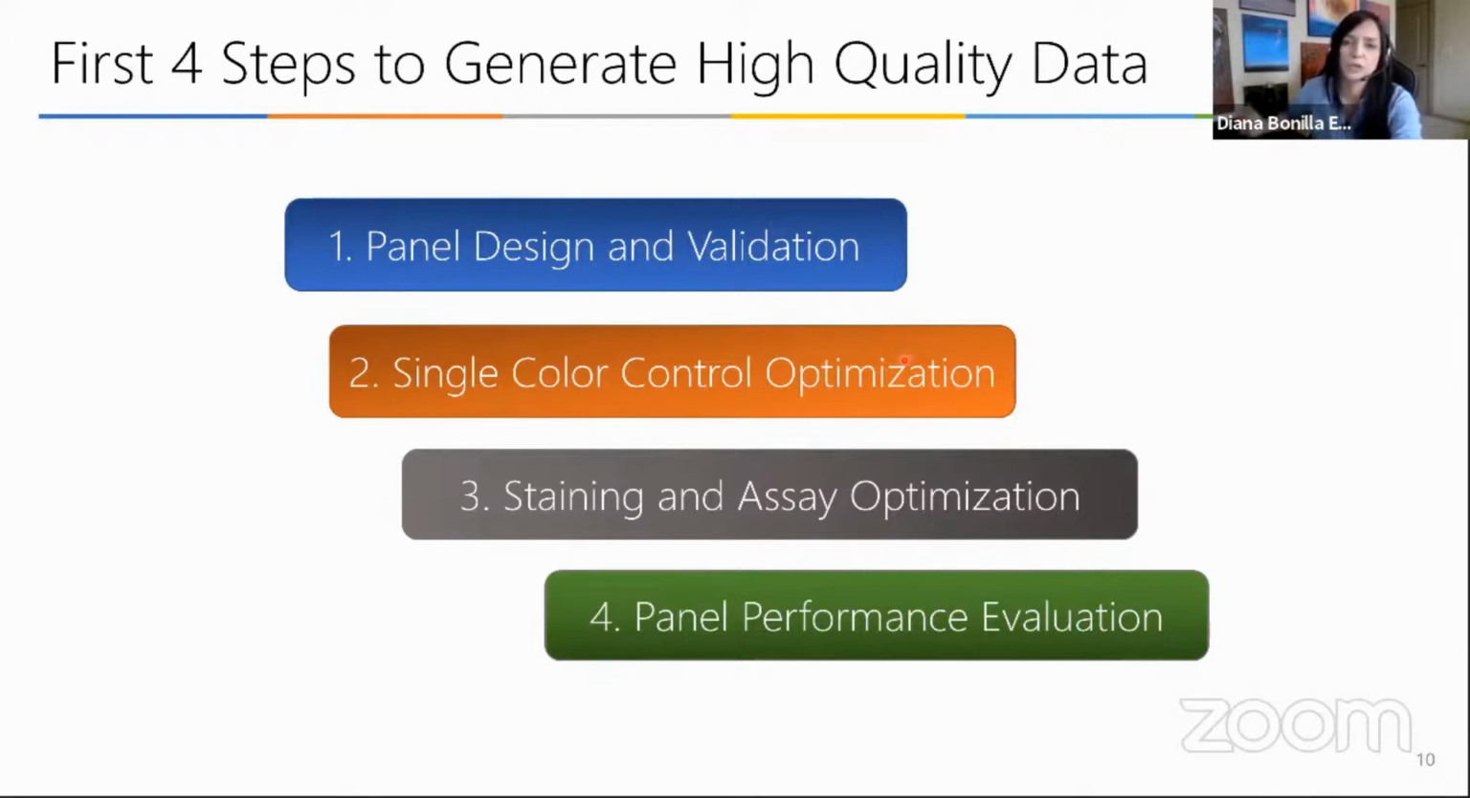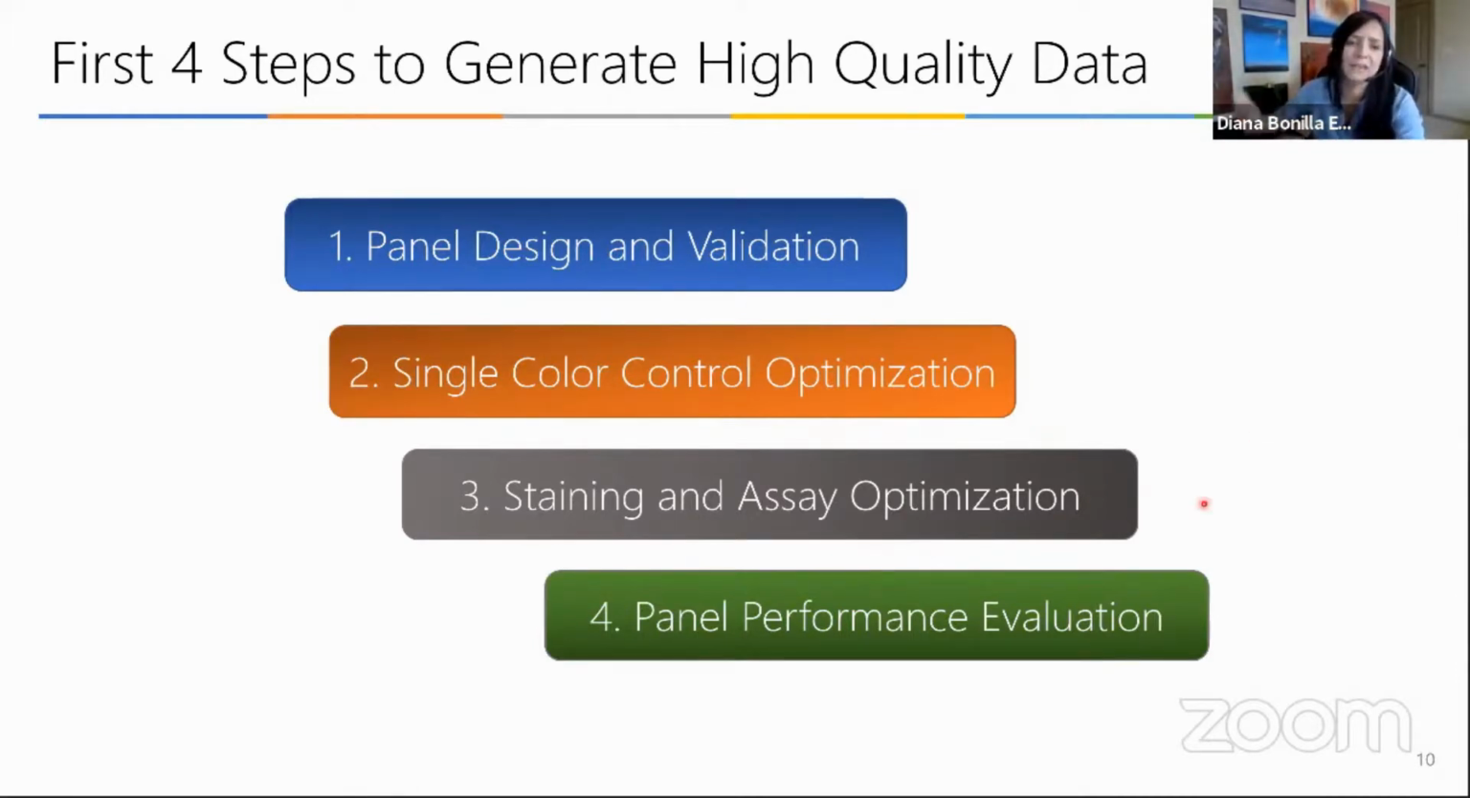Optimize your single color controls, the ones that will be used to train the software to understand what fluorochromes are present in the multicolor sample. Independently of whether you do compensation or unmixing, it's important to go through the process of optimizing your single color controls. Optimize every step in the staining protocol: your buffers, your washes, your incubation times, fixations, and define if you need sequential staining to improve your resolution for some of the markers.